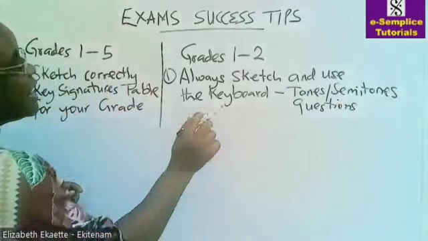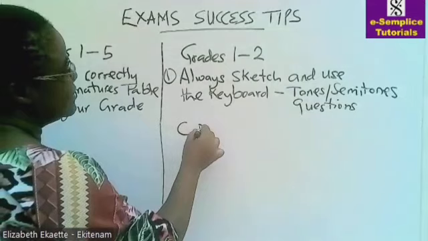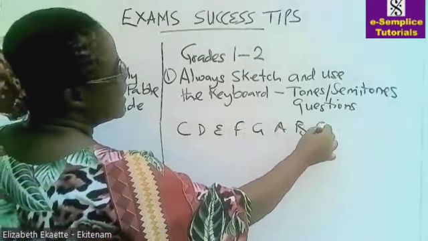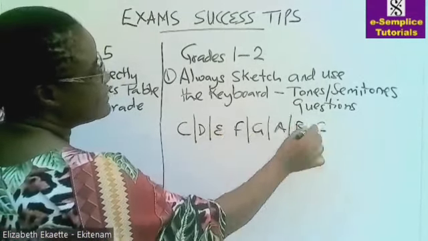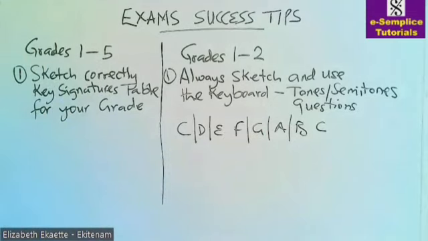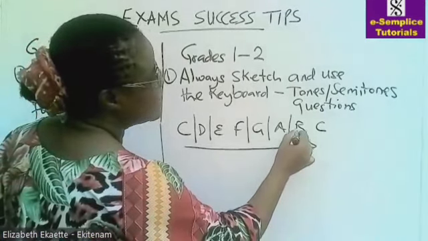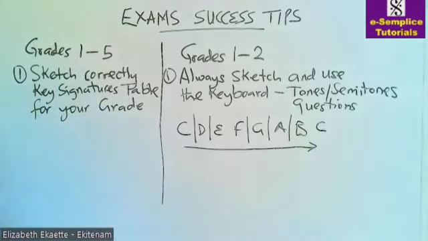And at this point, I'll show you the easiest way to sketch the keyboard: C, D, E, F, G, A, B, and C. Then you put the black keys. With this keyboard, you will be able to tell which note is higher, which note is lower. And remember, the pitches increase this way.